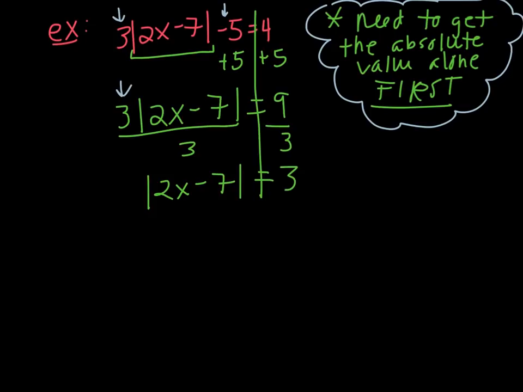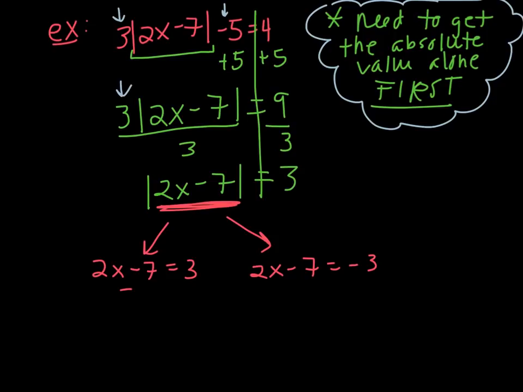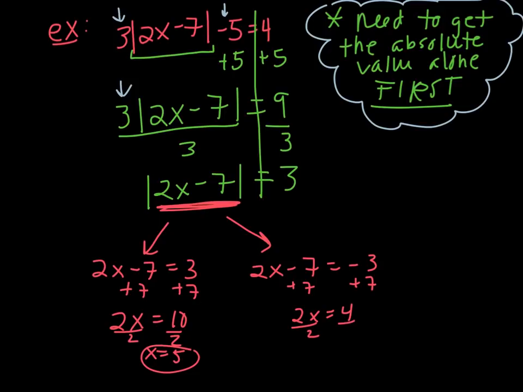Now that I have the absolute value alone, I can make my two equations. I want the thing inside the absolute value to either be positive 3, or negative 3, because when I take the absolute value of negative 3, I'm going to get positive 3 as well. So by solving this one, I get 2x equals 10, which gives me x equals 5. And solving the other equation, I get 2x equals 4, which means x equals 2. So x could either be 5 or 2, which I also want to make sure I get in the habit of checking.